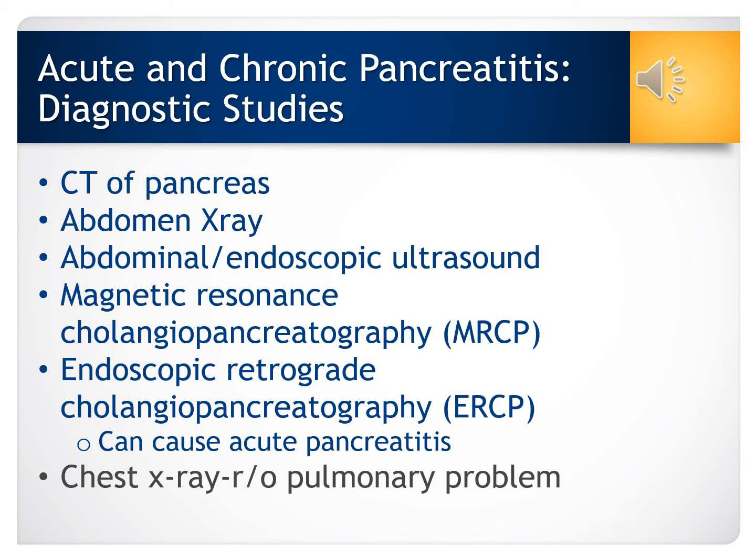Additional diagnostic tests can confirm pancreatitis: a CT scan, an abdominal X-ray, an abdominal or endoscopic ultrasound, a magnetic resonance cholangiopancreatography, MRCP. An ERCP can be done, but we know it can also cause acute pancreatitis if the patient doesn't already have pancreatitis. But the ERCP will be the best test to visualize the pancreatic and common bile duct. A chest X-ray may also be done to rule out any pulmonary problem.